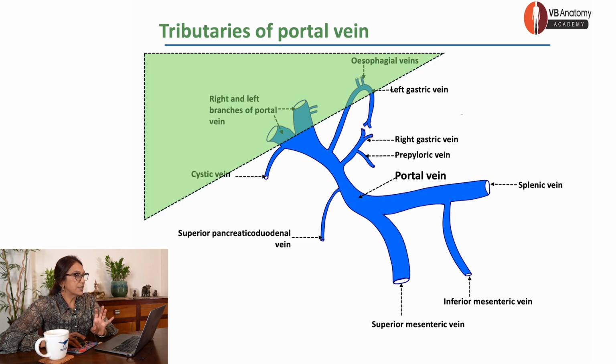The right branch also receives the cystic vein. The left branch receives the paraumbilical veins, which are veins present in the free margin of the falciform ligament.